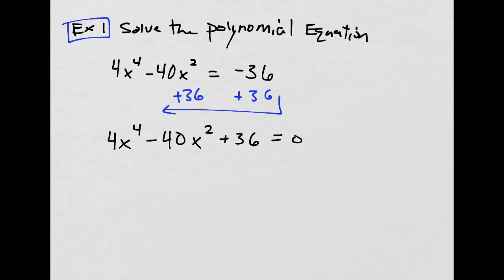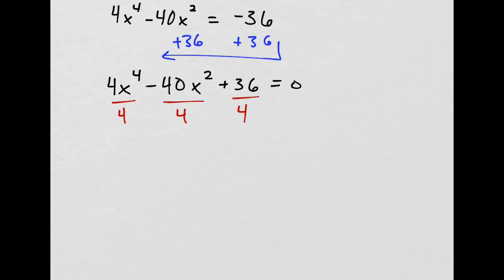So first step, get everything to the left side. I guess you can get it to the right side. It doesn't really matter. Get everything to one side. Next, we try any of our factoring techniques. So the first thing I always think of is, can I divide by something? And it appears to be so. I can divide by 4. Alright, that's pretty good. So then I get just x to the fourth minus 10x squared plus 9, and that still equals 0.